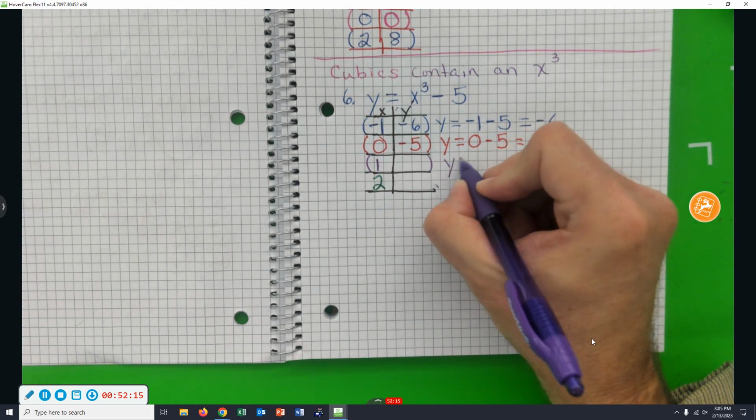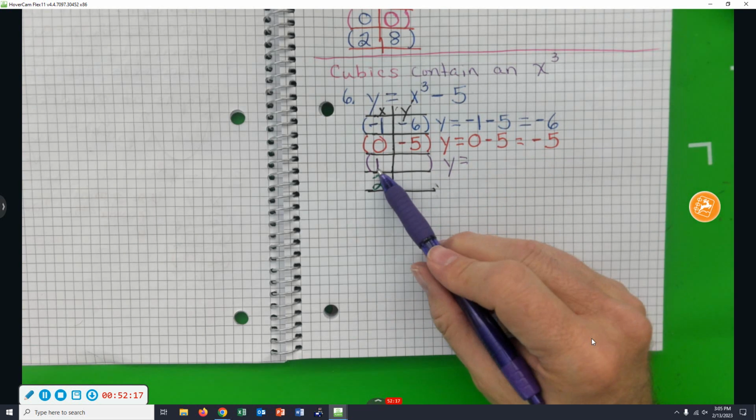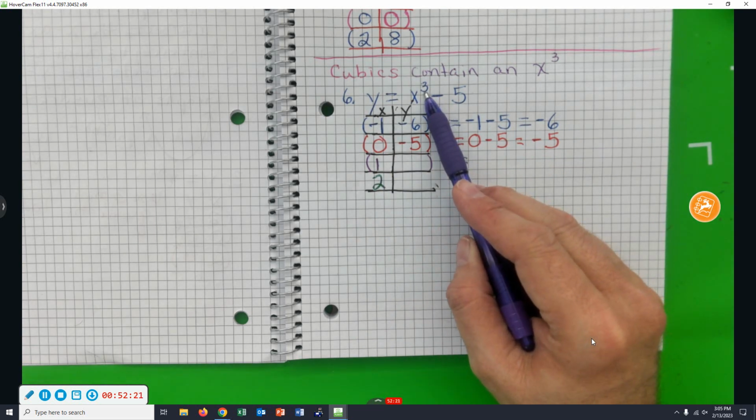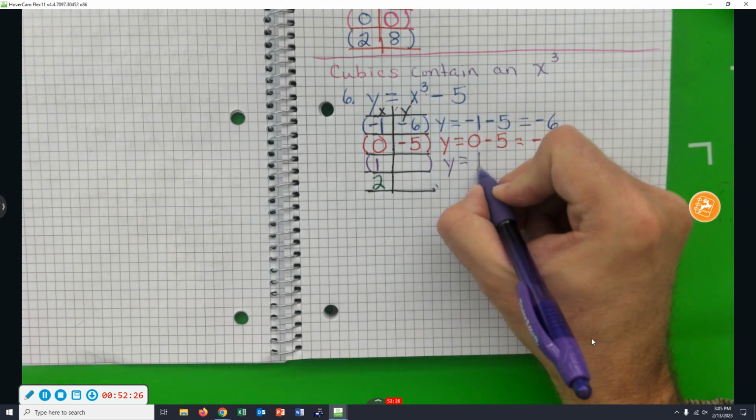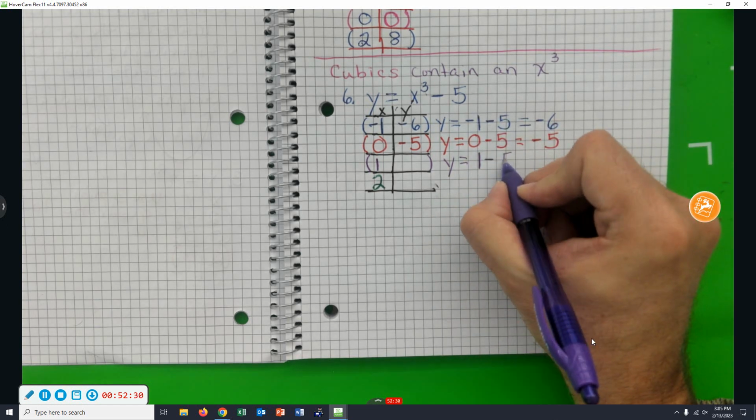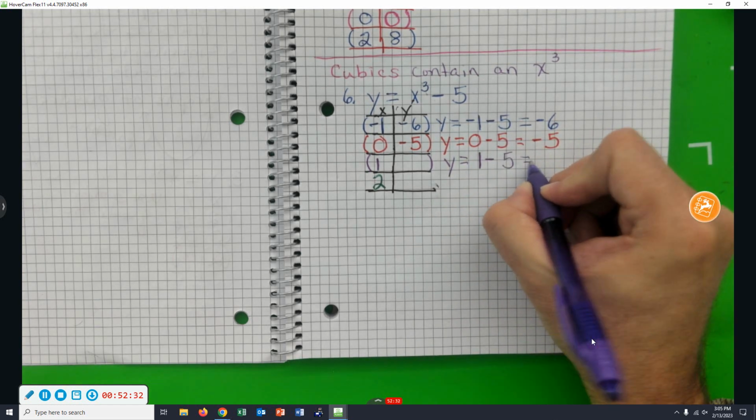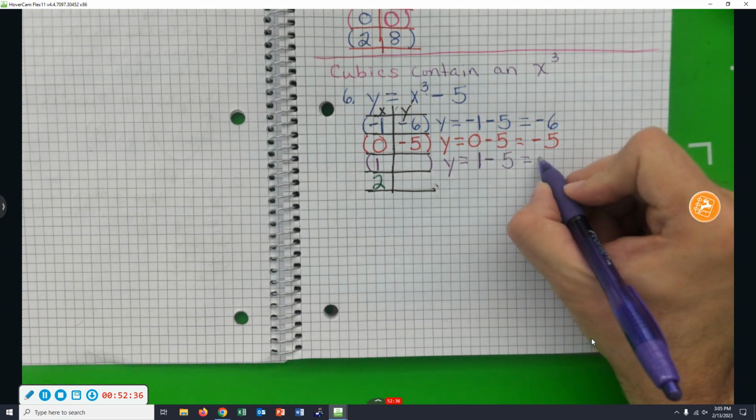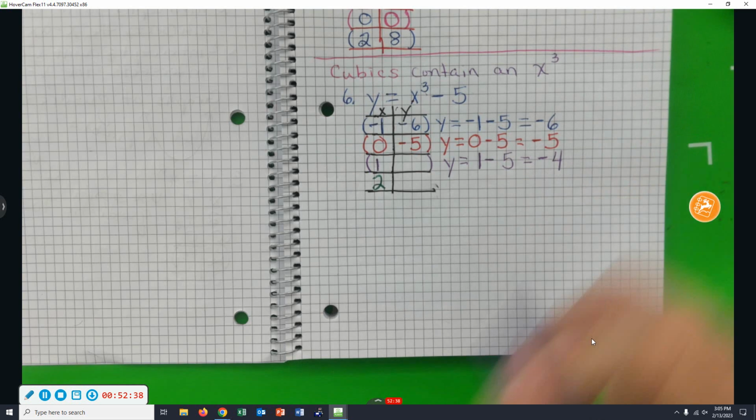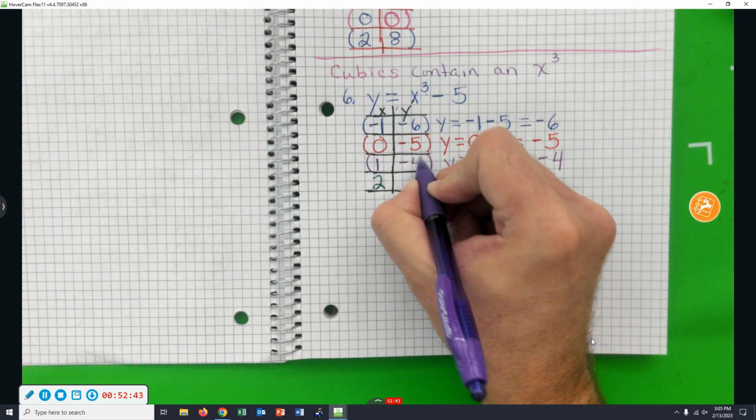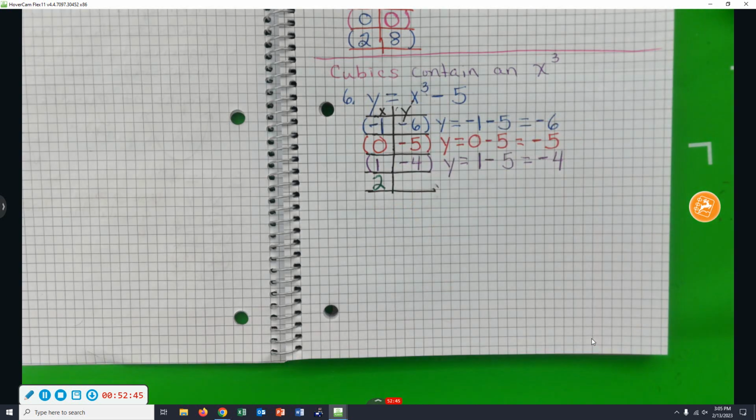Let's see. What about the next one? 1 cubed. 1 times 1 is 1 times another 1 is 1. Minus 5. 1 minus 5 is -4. Okay. Any questions how I'm getting these numbers?